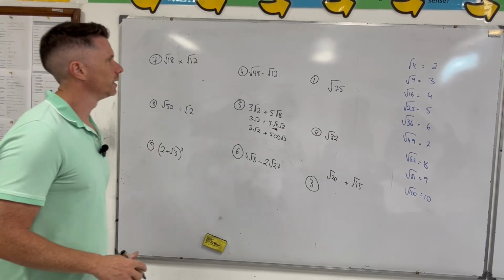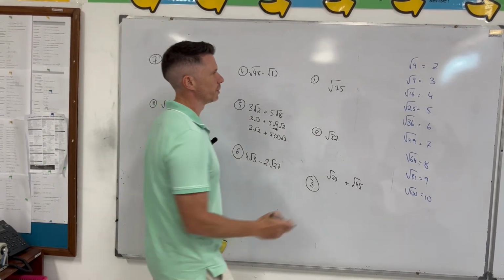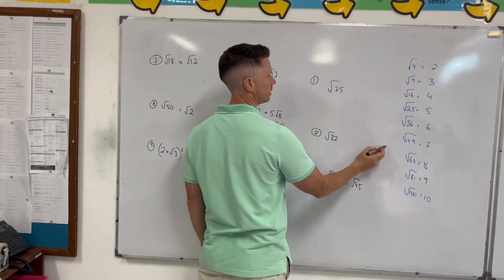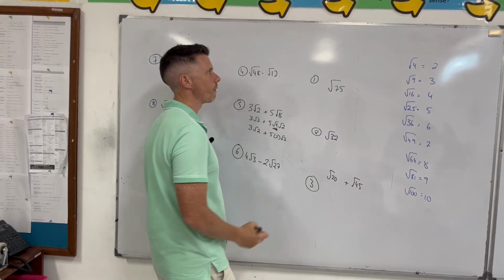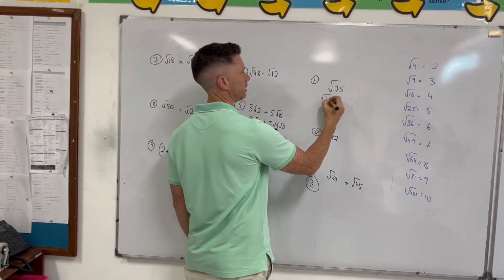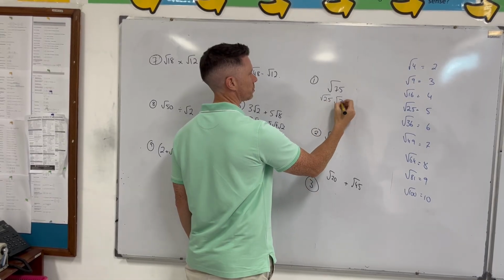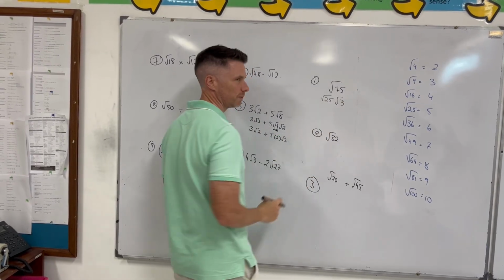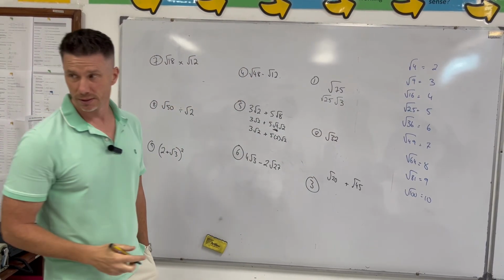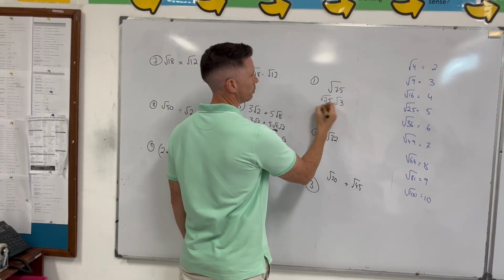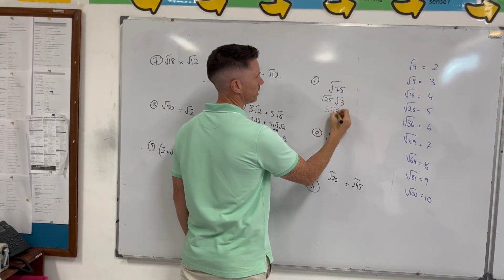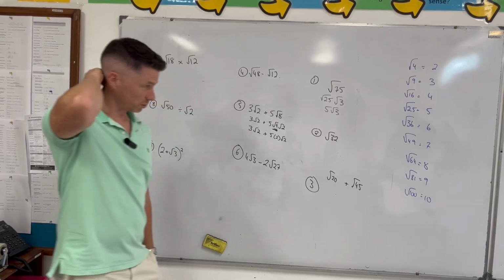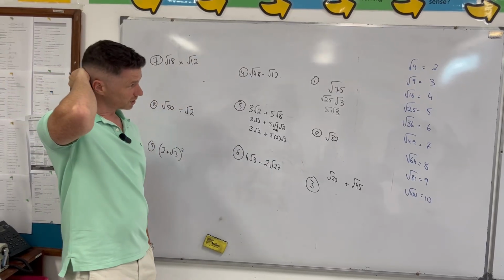Okay, let's look at the first one here. So remember, you're looking for these numbers as factors. So we did this a little bit. So root 25 times root 3 is root 75. So 25 times 3 is 75. So the root of 25 is 5, so that can be rewritten as 5 times root 3. 5 root 3 for the first one.